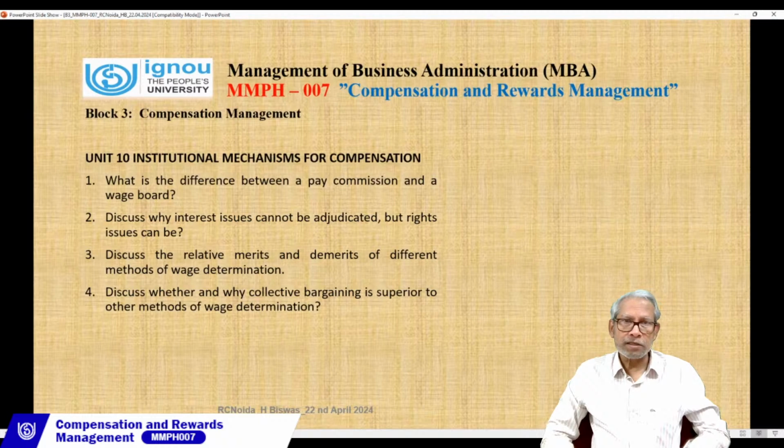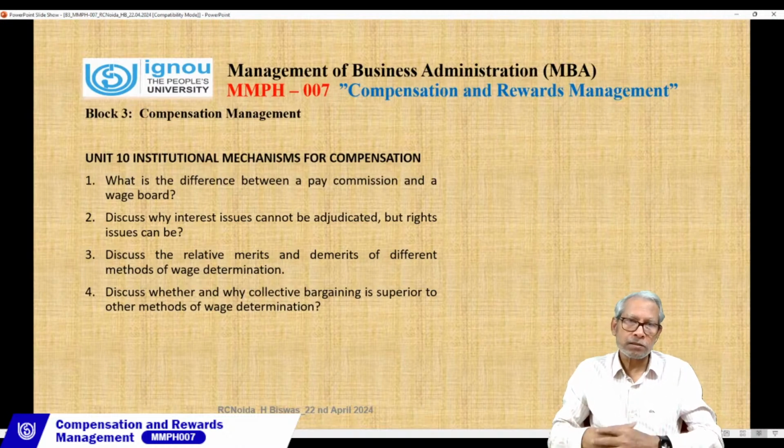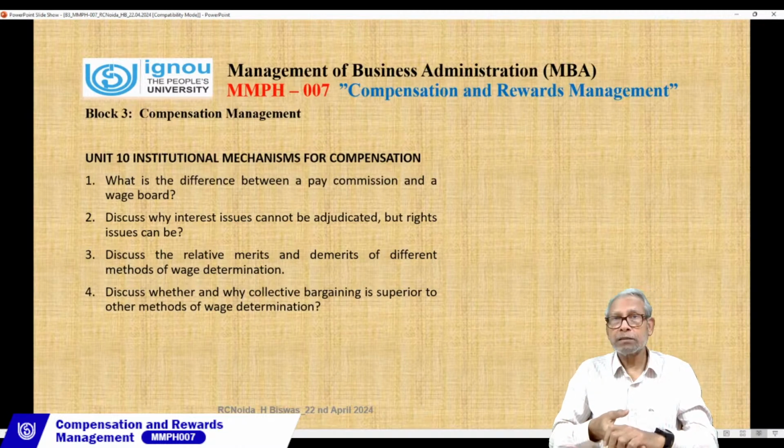Then what is the difference between the pay commission and the wage board? In what way is each found? Define them and state the differences. Discuss the interest issues of the different parties. Discuss the relative merits and demerits of the methods of wage determination, the advantages and disadvantages. And discuss whether and why collective bargaining is superior to other methods of wage determination.